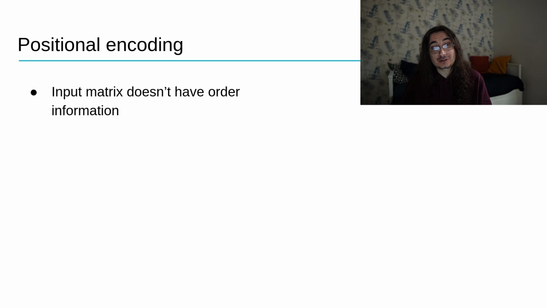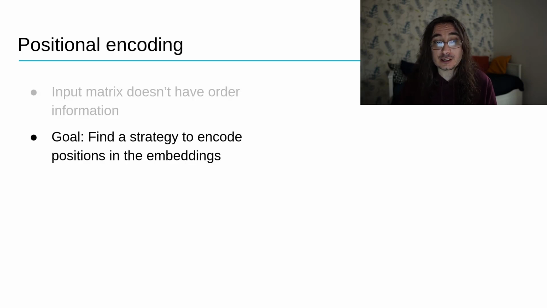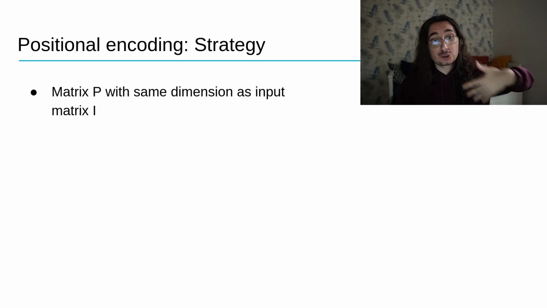Now, as I mentioned, the input matrix doesn't have order information. It doesn't know anything about order. And because this input embedding doesn't know anything about order, the transformer doesn't know anything about order at all. So our goal is that of finding a strategy to encode the order directly in the embeddings. And that strategy is called positional encoding. This is quite clever, so just stick with me.